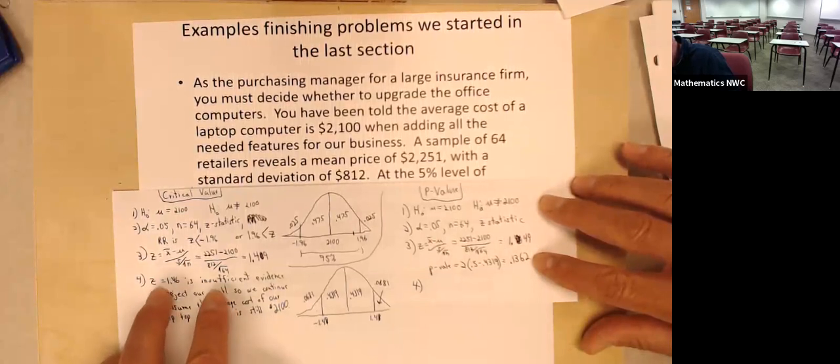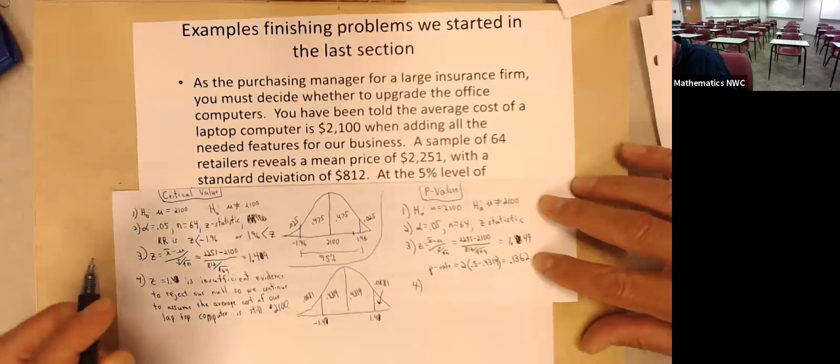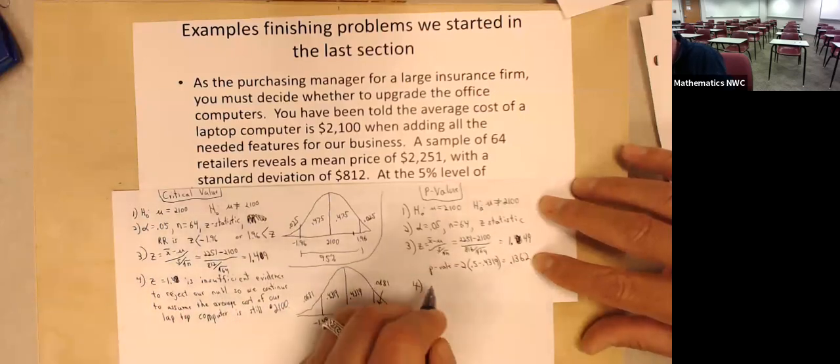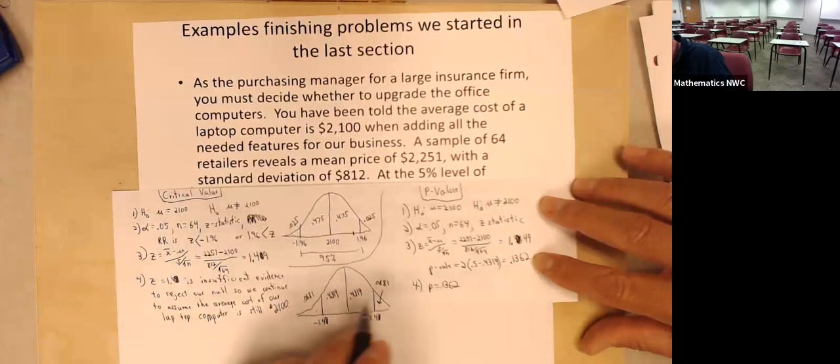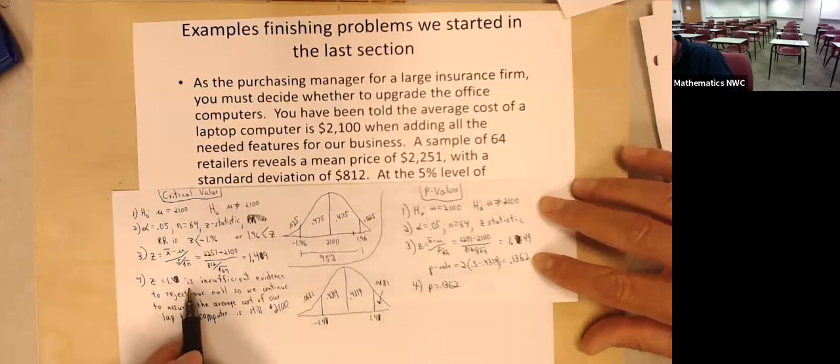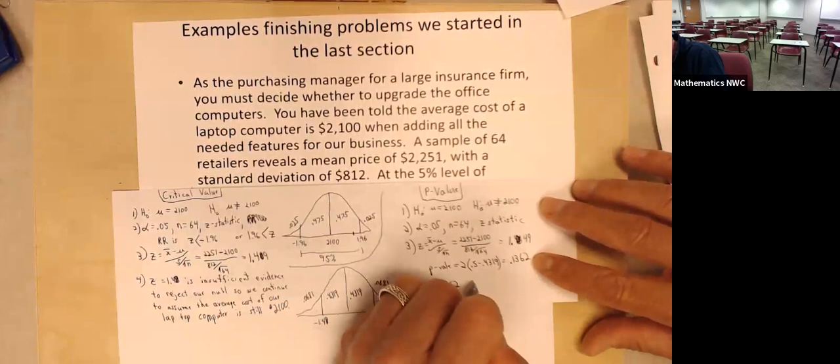Basically, though, it just says instead of z equal to 1.49, it's going to be p-value. So p equal to 0.1362. Now the rest is going to be exactly the same. Is insufficient evidence.